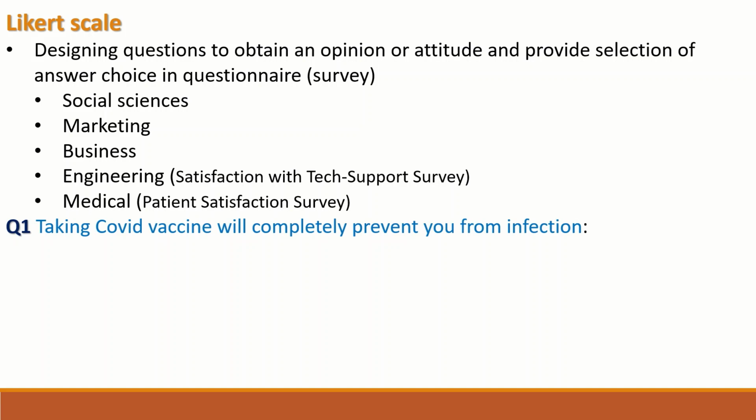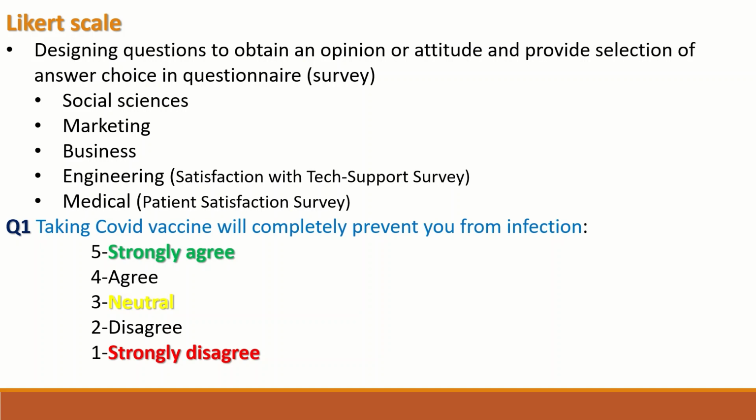Here I'm giving an example of how we can use the Likert scale to design a question and give the participant choices to choose from. One of the questions can be related to COVID. So I could design a survey and put a question in it, asking the participant to answer this statement: taking the COVID vaccine will completely prevent you from infection. And I will give the participant 5 options to choose from. 1, strongly disagree. 5, strongly agree. And I give them the option of neutral. So I'm neither agree nor disagree.